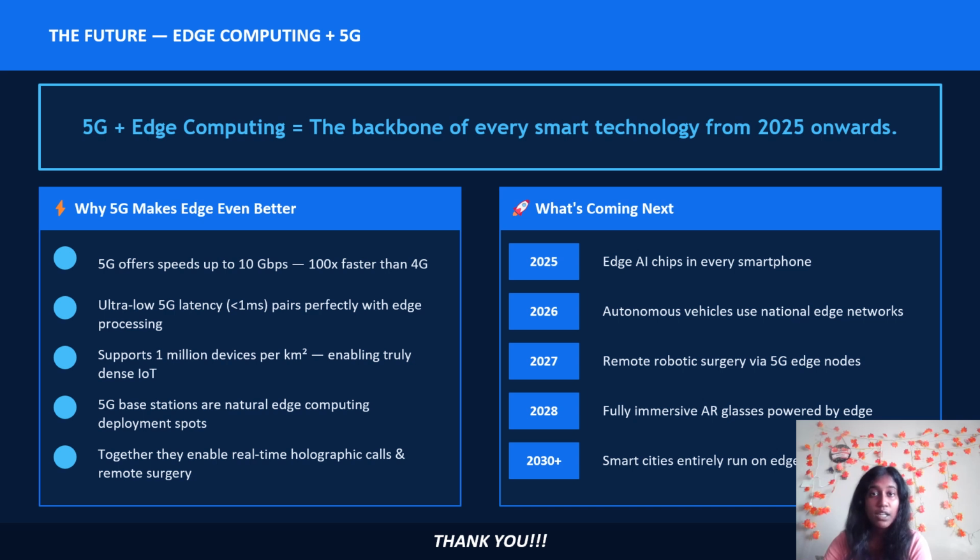In 2028, fully immersive AR glasses rendered entirely by nearby edge nodes. In 2030 and beyond, entire smart cities are running on edge infrastructure. The network concepts you're studying here are the exact foundations of everything on the slide. You are being trained to build this world.